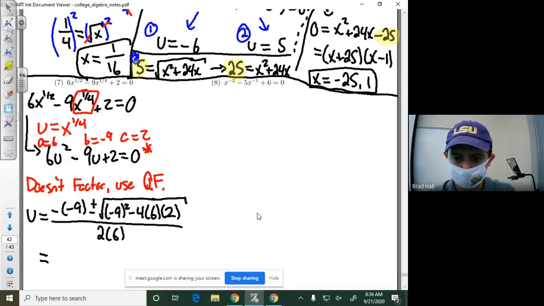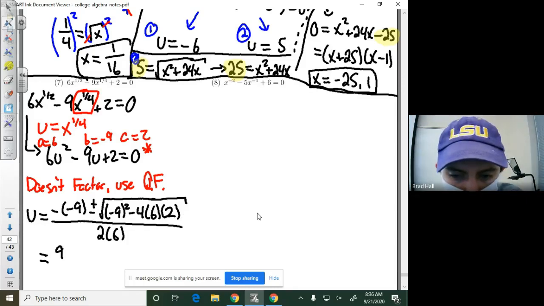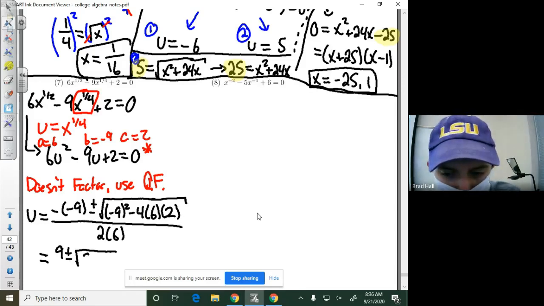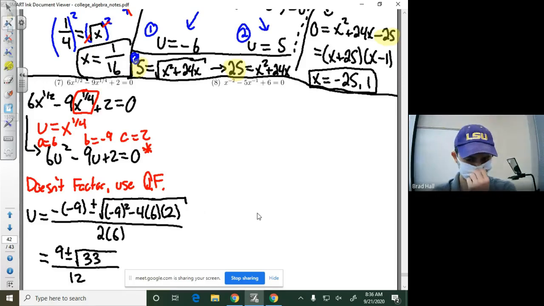So let's go ahead and clean this up a little bit. It's 9 plus or minus the square root of 81 minus 48. I got 33. 33? That's what I got. Cool. And then over 12.